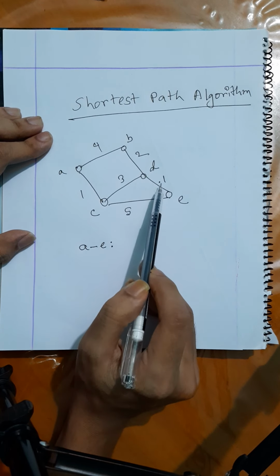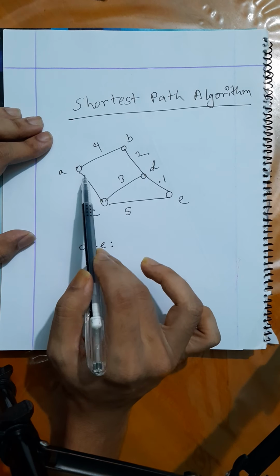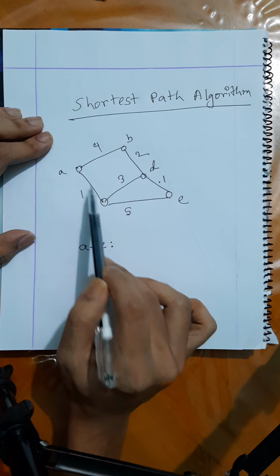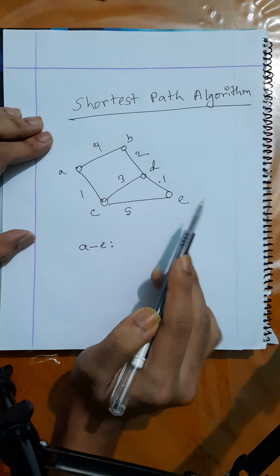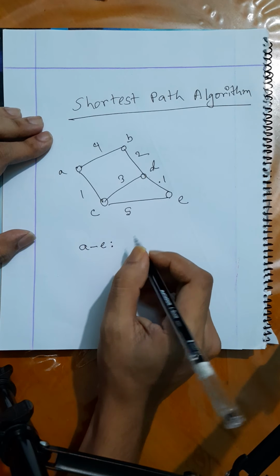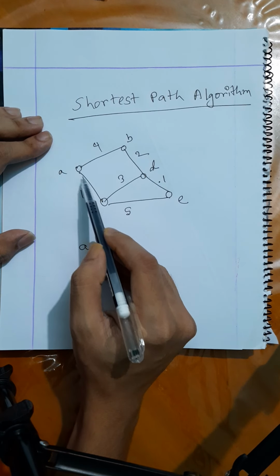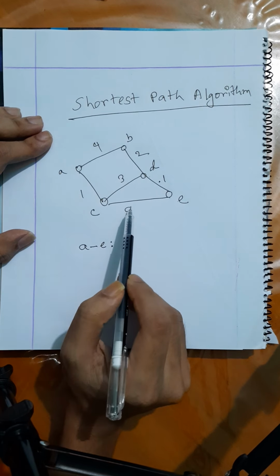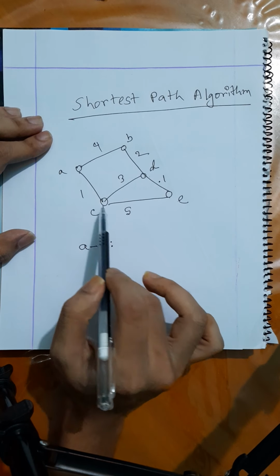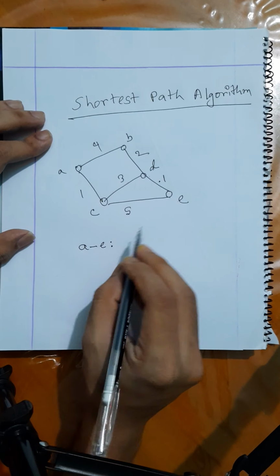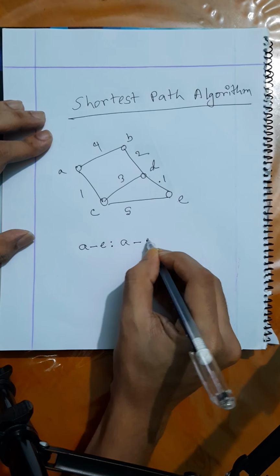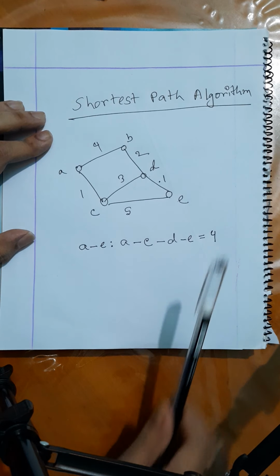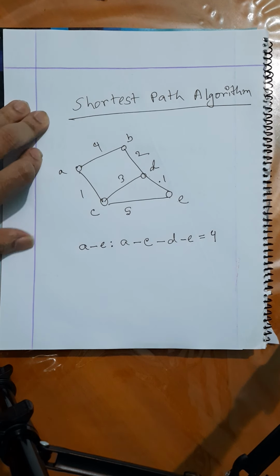But is it the shortest path? Let's try it in another way. If we go from A to C to D to E, then the overall cost becomes 1 plus 3 plus 1, so that is 4. So that is going to be our shortest path, because there is no shorter than this. There can be another way from A to C to E, but that will cost us 6. So our shortest path is going to be A to C to D to E, and that will cost us 4.